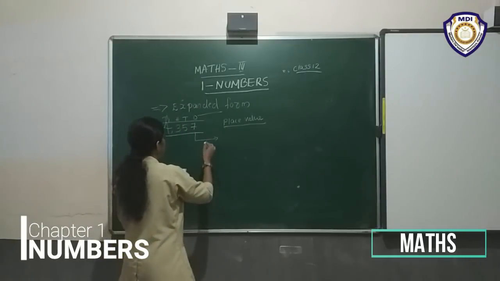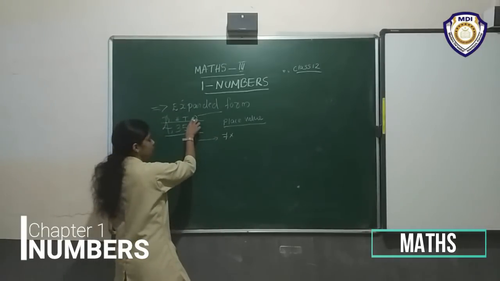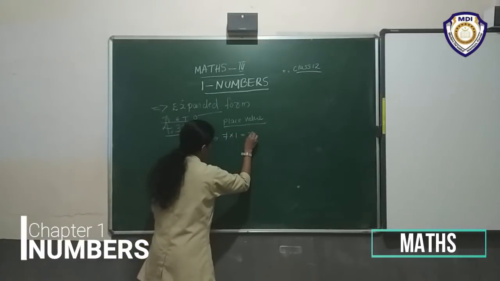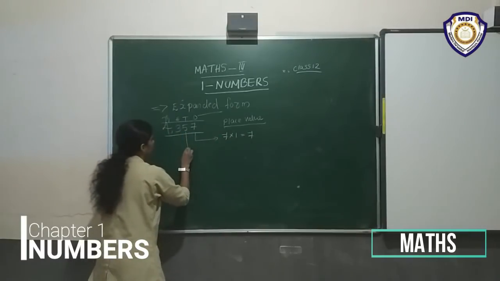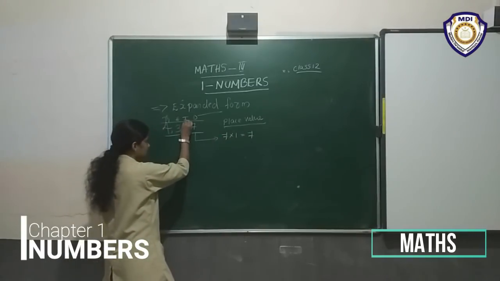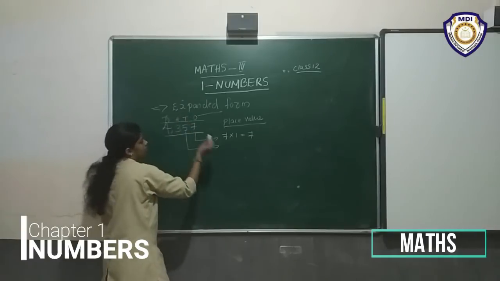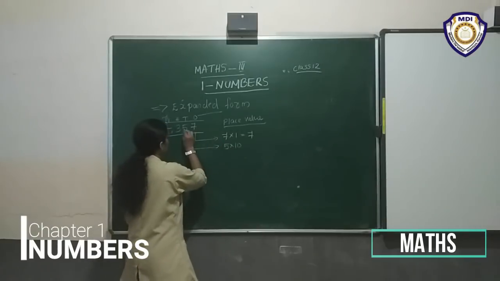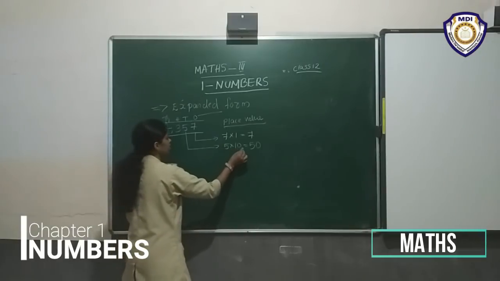Find out the place value of 7. Ones place. 7 into 1, 7. Then 5 is in the tens place. 5 into 10, 50.